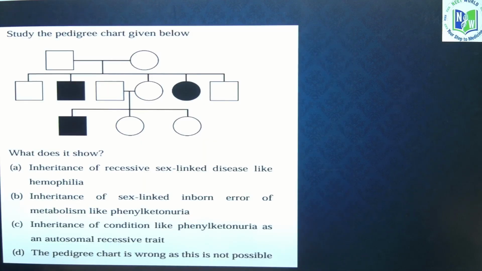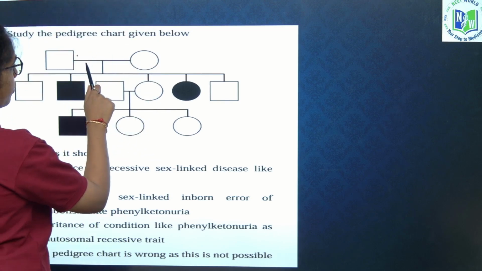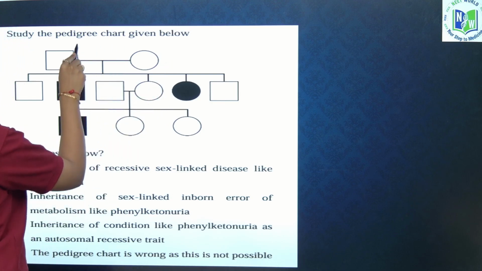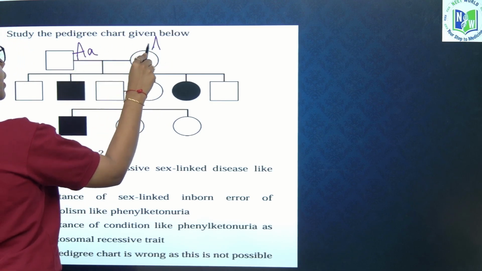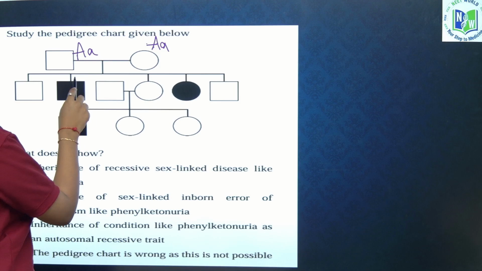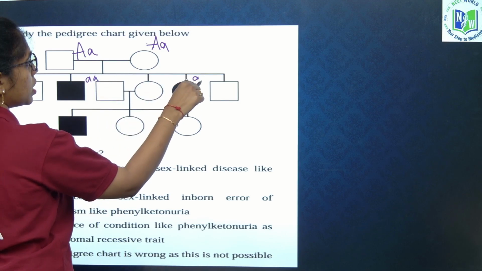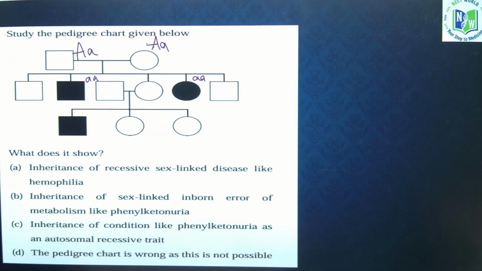Here, study the pedigree chart given below. Unaffected parents have affected children. Let us assume both of them are heterozygous. If we see, then definitely there is a possibility of disease, right? We will look into the options too.